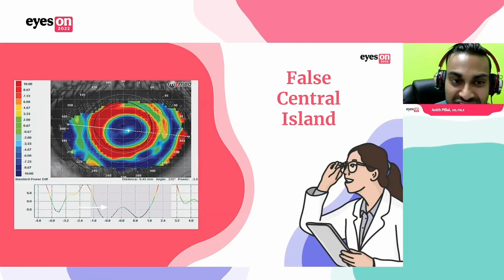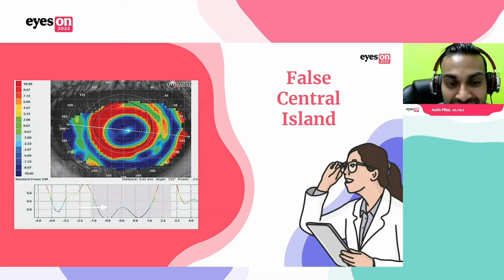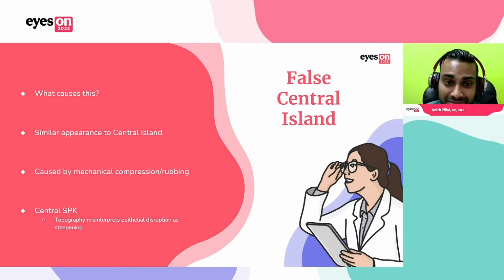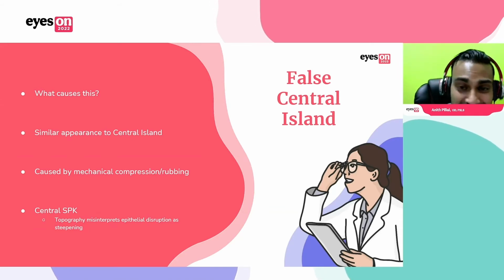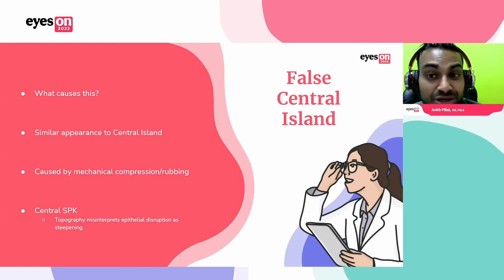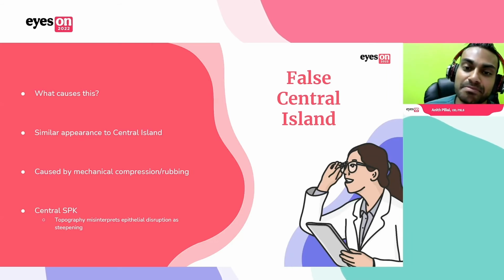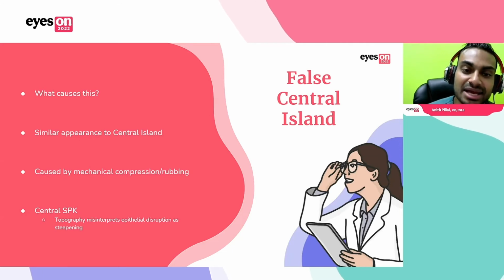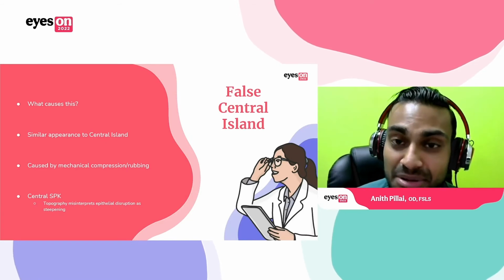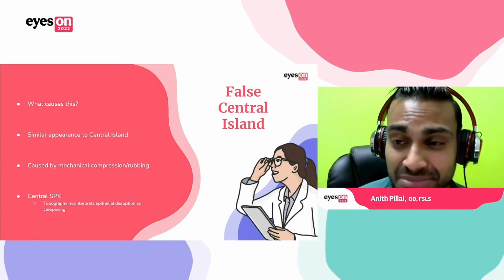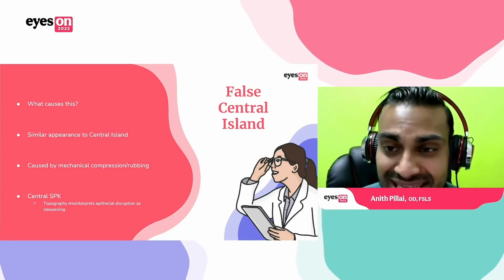So you'll see on a difference map this little area of central steepening, that's not a true central island, that's SPK. And the way to tell the difference is to look at the cornea. Stain the cornea with nothing on, and you'll see central SPK. You shouldn't see central SPK in a true central island because it's not rubbing against the cornea. In a false central island, that central base curve is rubbing against the central corneal tissue, causing keratitis, and the topography is just misinterpreting that. So this particular problem is actually caused by too little sagittal depth, because it's rubbing on the cornea. You need to increase the sagittal depth to fix it. It's the complete opposite from a true central island.